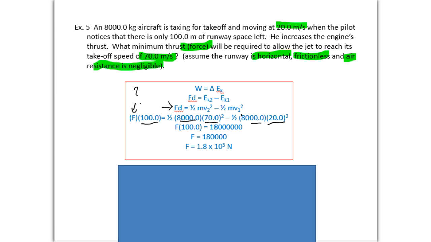So be careful when you're doing these calculations. Where mistakes usually happen is that sometimes people calculate everything through, then square. Remember to square here first, then multiply by 8,000, then a half. And the same here, 70 squared times 8,000 times a half. So when you do the left side, you should come back here with 18 million. Divide by 100, and you have 180,000. So here's the final force that's needed to get the plane to take off.